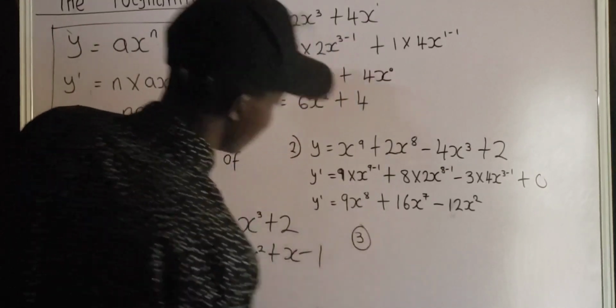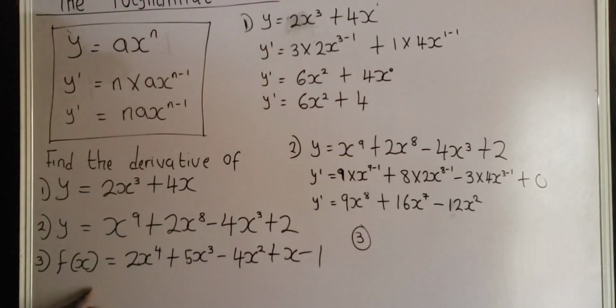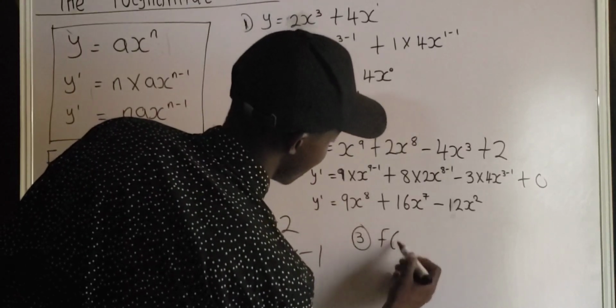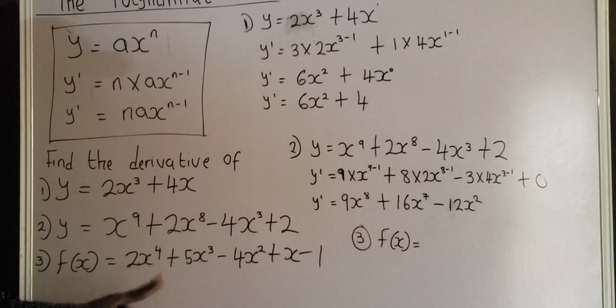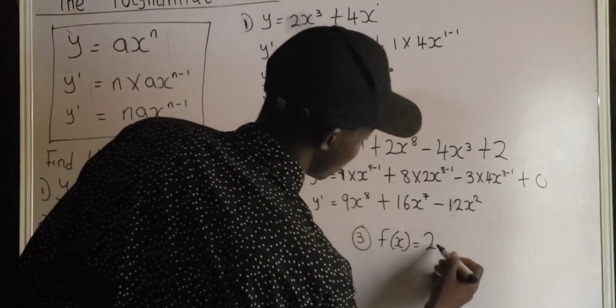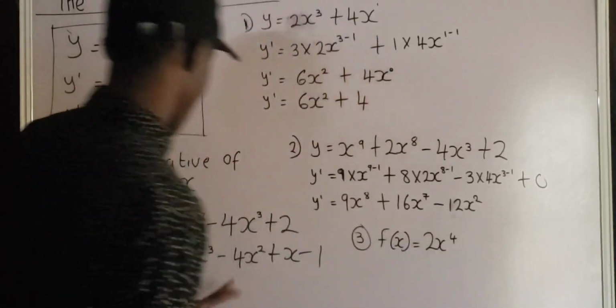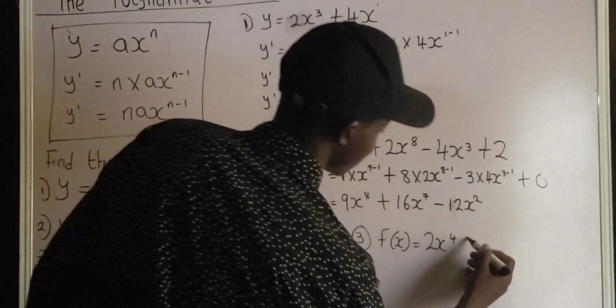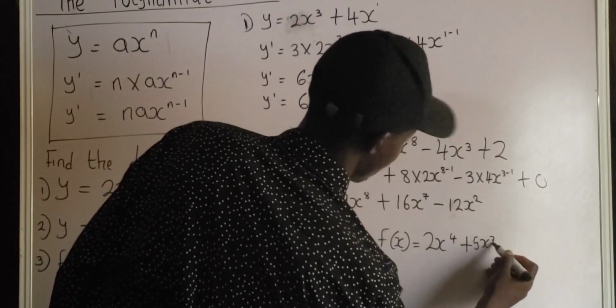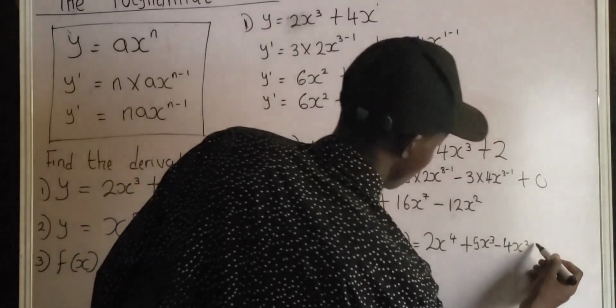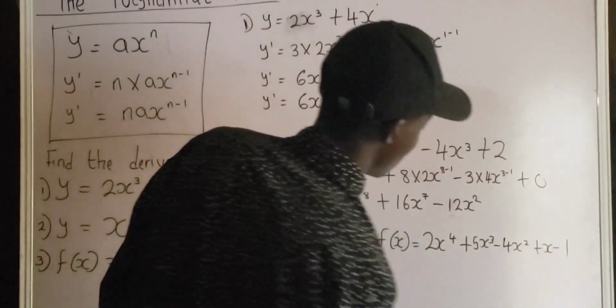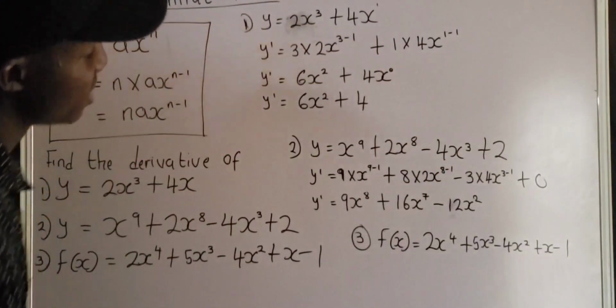Question 3. The third question is f of x is equal to 2x raised to the power of 4 plus 5x raised to the power of 3 minus 4x raised to the power of 2 plus x minus 1. Okay, now we are still going to use the same approach.